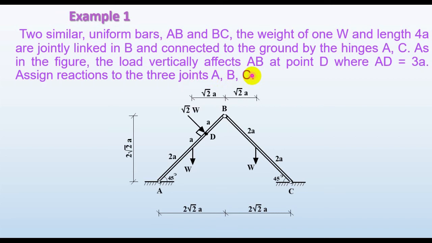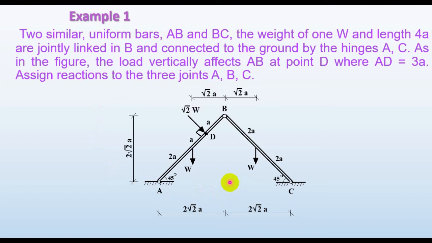Regarding our distances in horizontal and vertical, as you see, this force is square root of 2 W, and this one is W, and that one is W. Those are the weights of each one, and this is the external force. So this distance is 2 square root of 2 A, and each one is square root of 2 A and square root of 2 A, and these two of them. So everything is in our work here.